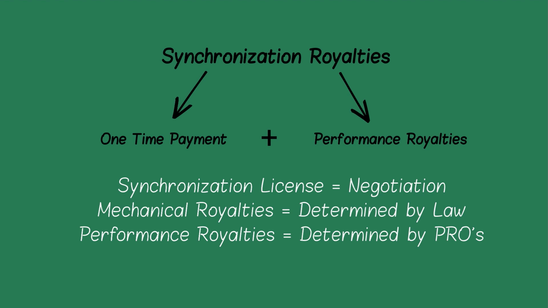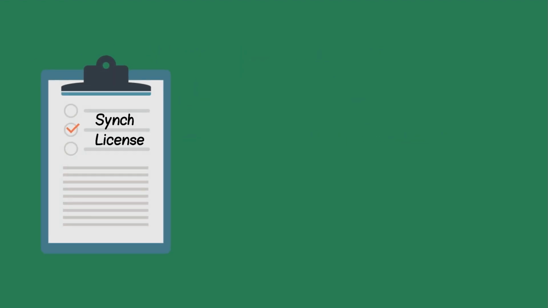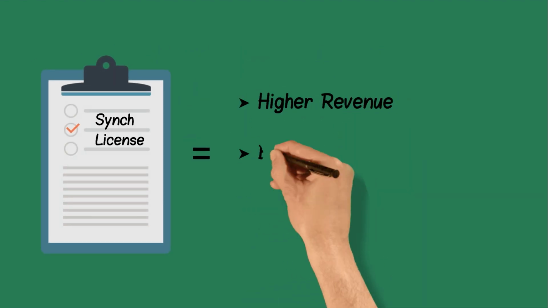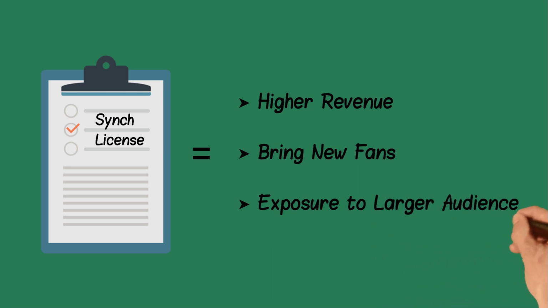In our previous videos, we mentioned that the mechanical royalty rate is determined by law, and the performance royalty rate is determined and calculated by the performance rights organization. For independent artists or up-and-coming professionals, sync licensing can be a major source of revenue and an effective way to find new fans. Music included in a popular video may be heard by people who previously were unfamiliar with the artist. It can be a great way to build a fan base and get exposed to a larger audience.